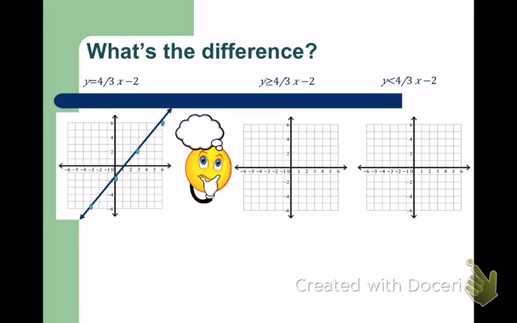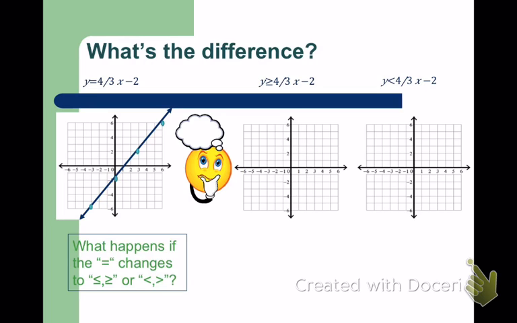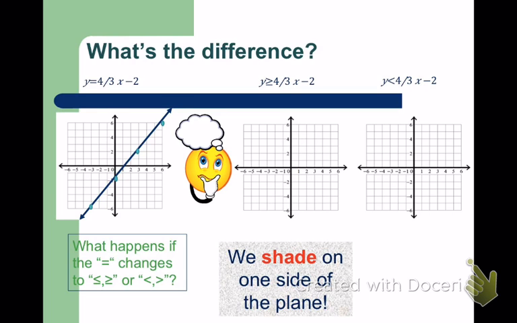It's going to be pretty much the same idea. We're going to put the same points, because what's going to happen when we change equals to less than, greater than, less than or equal to, or greater than or equal to? It pretty much just tells us to shade one side of the plane. This line that we put on the first equation divides our coordinate plane into two regions. So we are going to be shading one side of that coordinate plane.